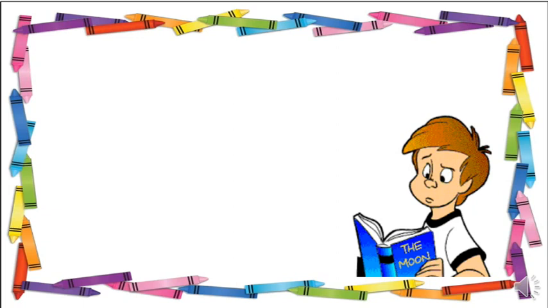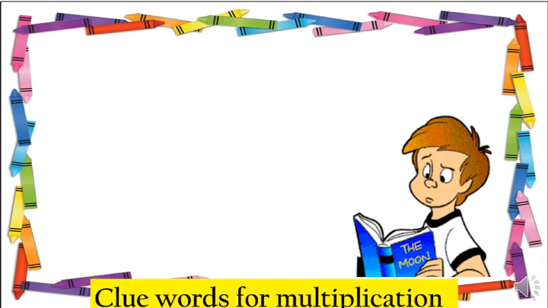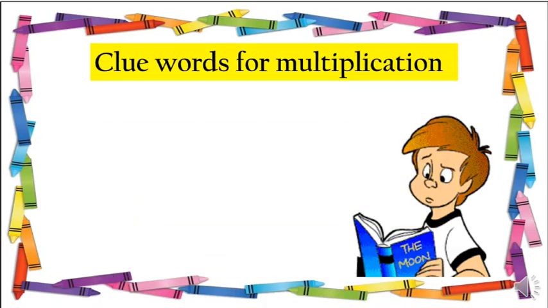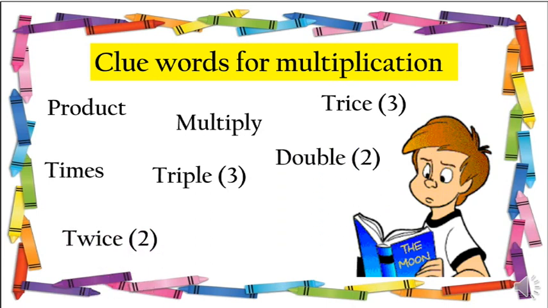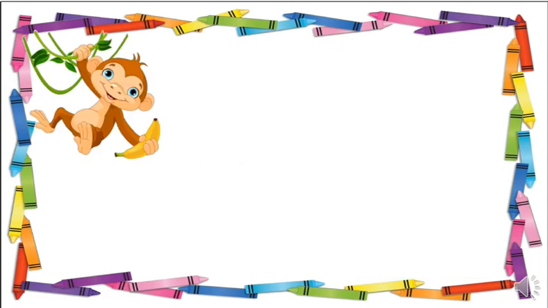Before going to the third step, let us look at the keywords for solving multiplication word problems. The keywords are product, multiply, times, triple, double, twice, in all, each, and total. These keywords help us to solve word problems easily. Next, the third step.